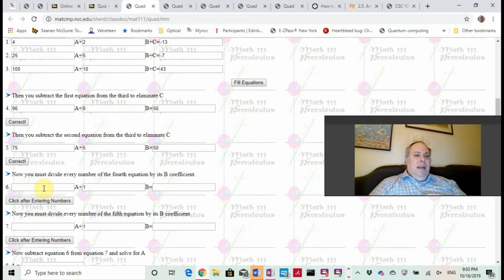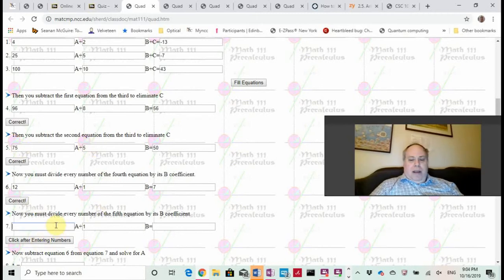96 divided by 8 is 12. 8 divided by 8 is 1. The thing is so smart, it knows that already. And 56 divided by 8 is 7. And let's see, did I do that right? Now, it wants me to divide the second, the fifth equation, by its b coefficient. In this case, it's 5. So 75 divided by 5 is 25. 5 divided by 5 is 1, and 50 divided by 5 is 10.